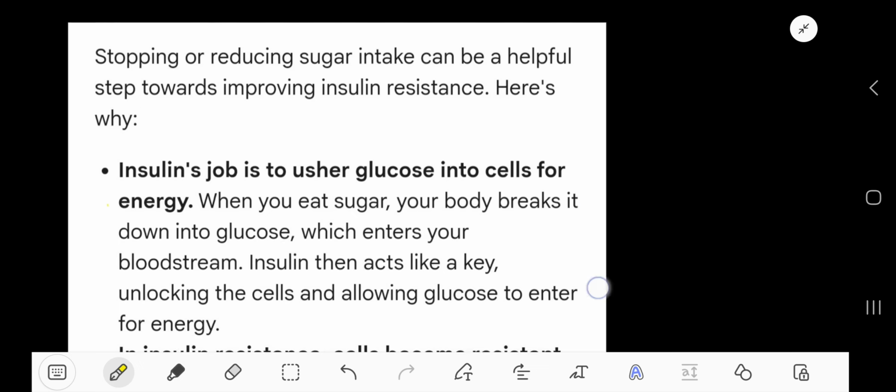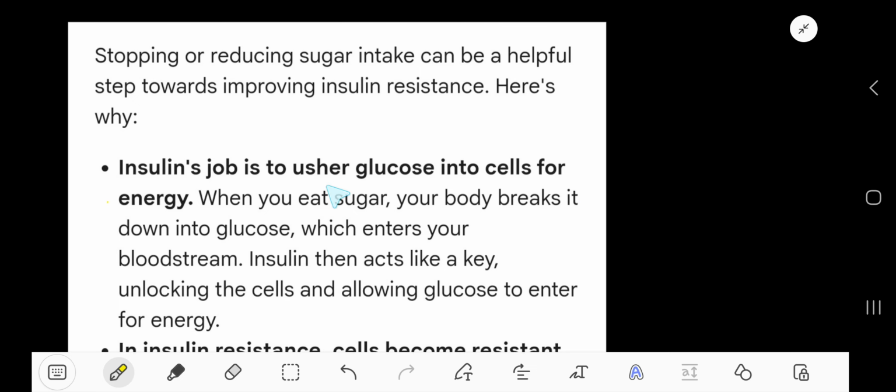So, in one word, stopping sugar improves insulin resistance. That is, the function of insulin gets higher.